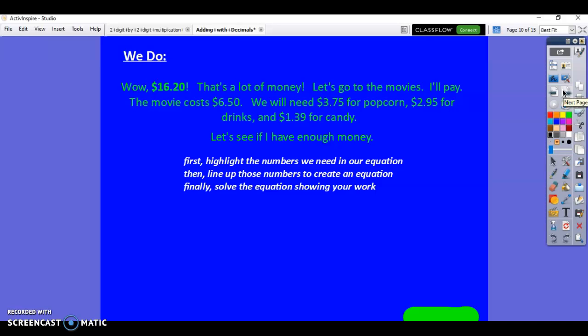Okay, wow, $16.20. That's a lot of money. Let's go to the movies. I'll pay. The movie costs $6.50. We will need $3.75 for popcorn and $2.95 for drinks and $3.39 for candy. Let's see if we have enough money.